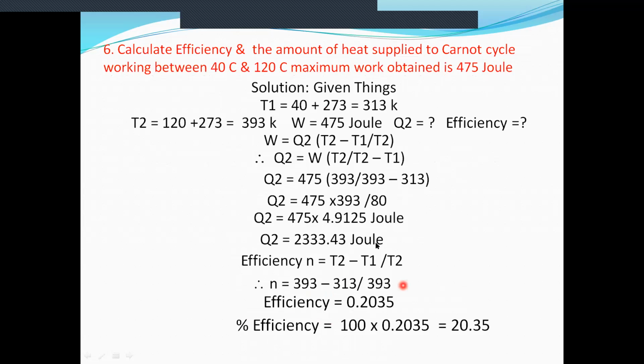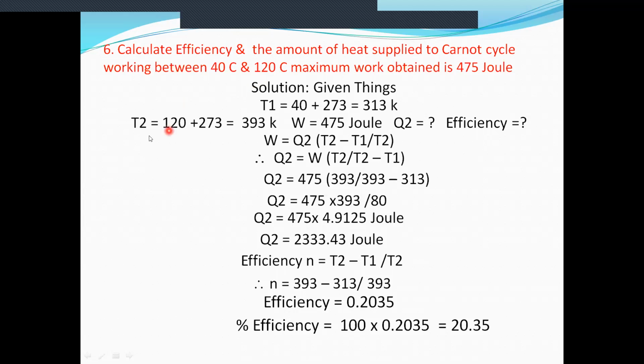Now calculate efficiency and the amount of heat supplied to a Carnot cycle working between 40 degrees centigrade. T1 is given as 40. Convert to degree Kelvin, that is 313 degree Kelvin.